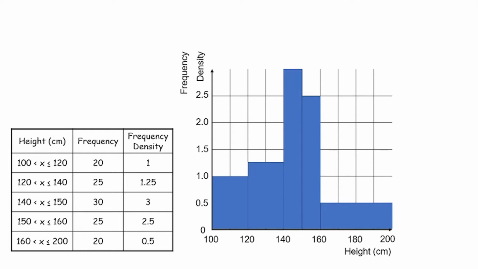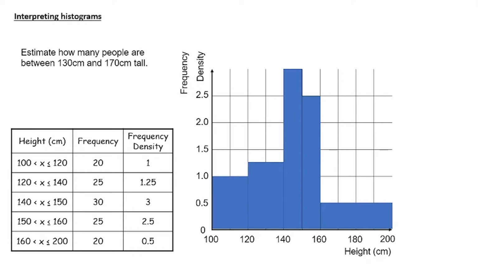Constructing a histogram is only half of what we might be asked to do. We're also going to need to demonstrate that we can interpret a histogram. We may well have a question like this. Estimate how many people are between 130 centimeters and 170 centimeters tall. We're once again going to use the fact that the area represents the frequency to respond to this question. Here, we need to find the area between these two lines. All of the area within the histogram between these two lines.